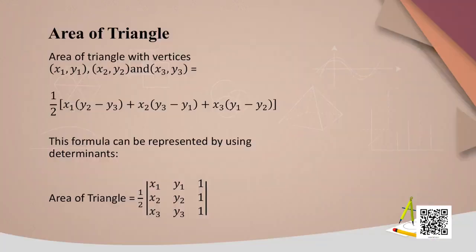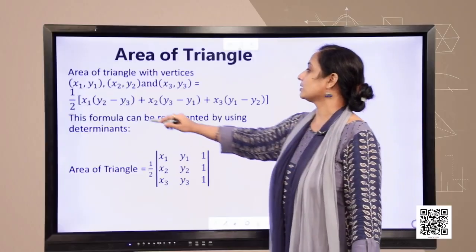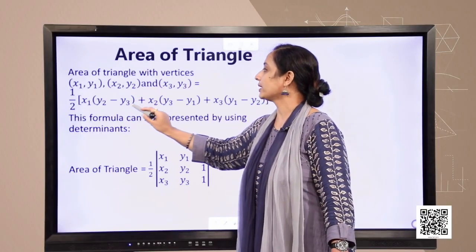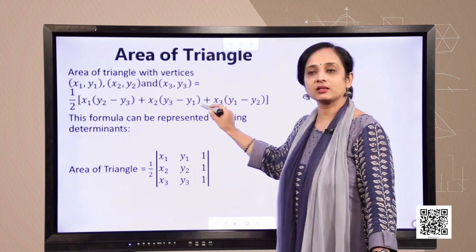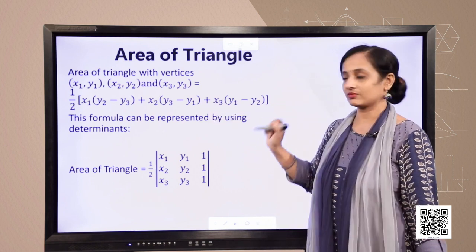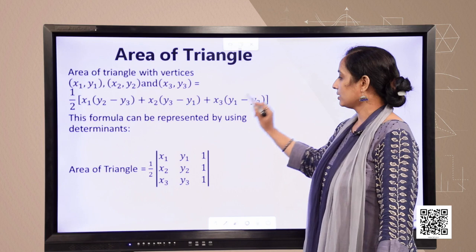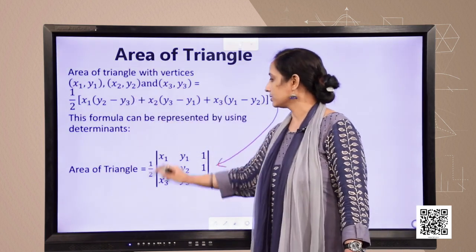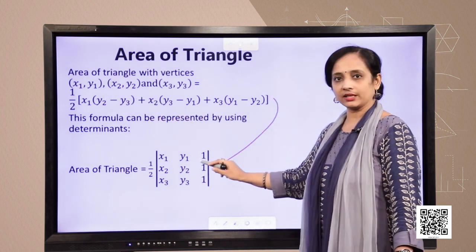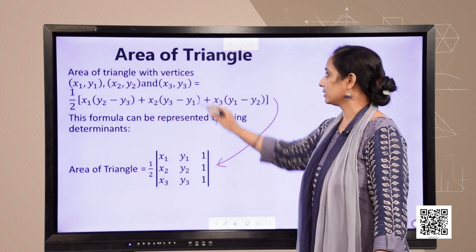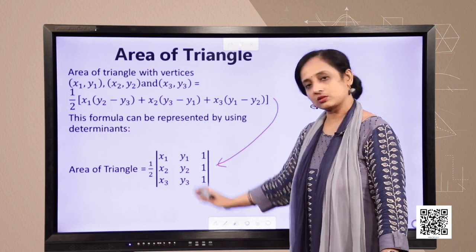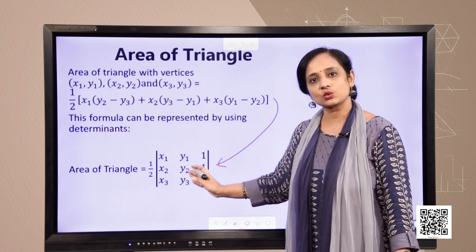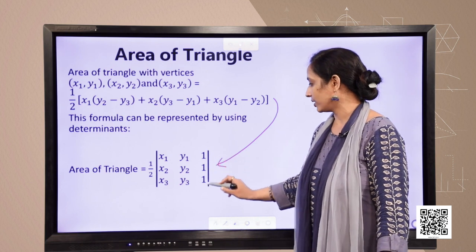Yes, we can. So area of triangle with vertices x1, y1, x2, y2 and x3, y3 can be written as half x1 (y2 minus y3) plus x2 (y3 minus y1) plus x3 (y1 minus y2). This same formula is coming out from this determinant. Half is here, x1, y1, x2, y2, x3, y3. But if I am just closing it here, it is not becoming a square matrix. So I have to write 1, 1, 1.